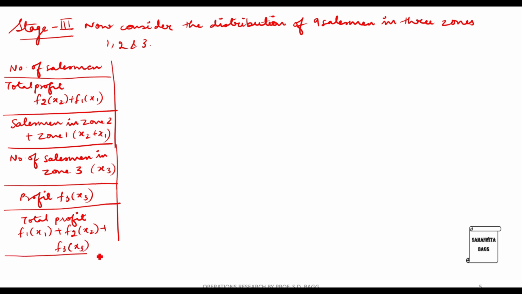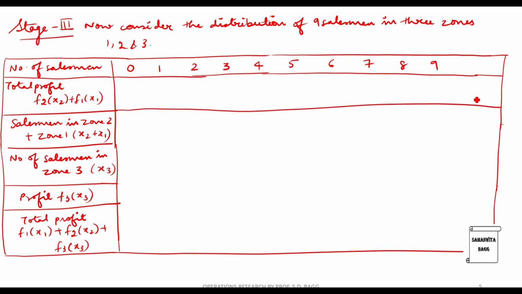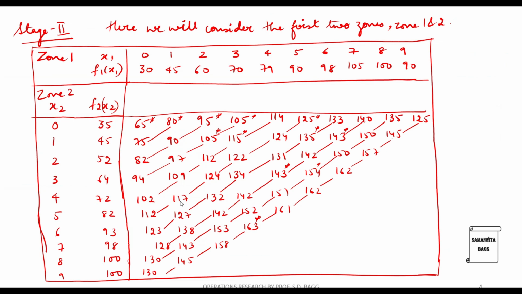So you can see we started with the zone 1, then we shifted to zone 2 and finally to zone 3. So number of salesmen, we'll write 0, 1, 2, 3, 4, 5, 6, 7, 8, 9. Then I'll write down the total profit, that is F2x2 plus F1x1. This I'll get from the table that I've just created.